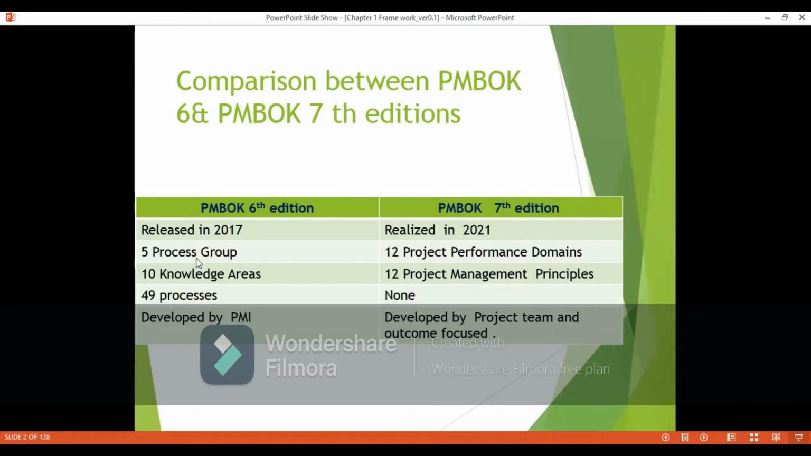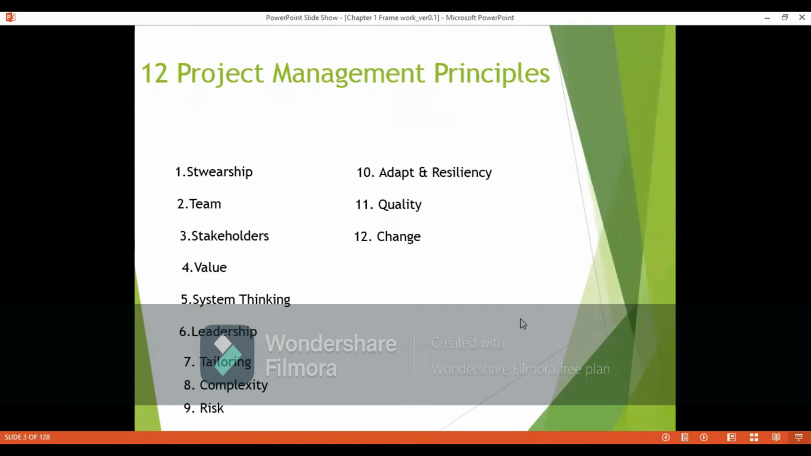In the sixth edition, we do have the five process groups: initiation, planning, executing, monitoring and controlling, and closure, while we do have 12 project performance domains we need to focus upon. We have in the sixth edition 10 knowledge areas, and in the seventh edition 12 project management principles. There are 49 processes in the sixth edition. We don't have any in the seventh edition. The sixth edition was developed by the Project Management Institute; here it's been developed by the project teams and is outcome focused.